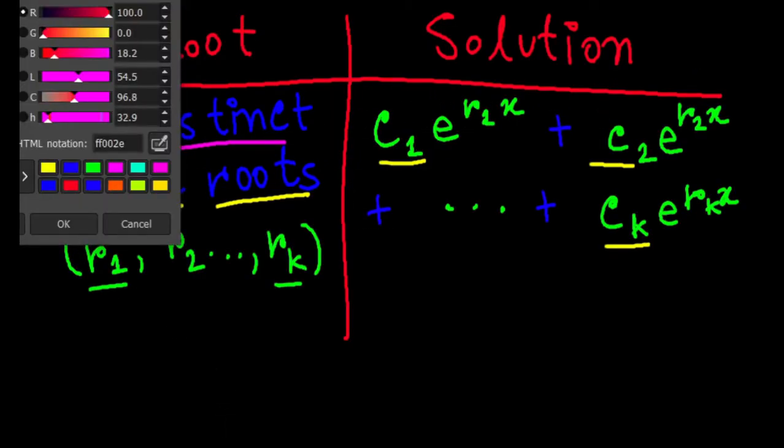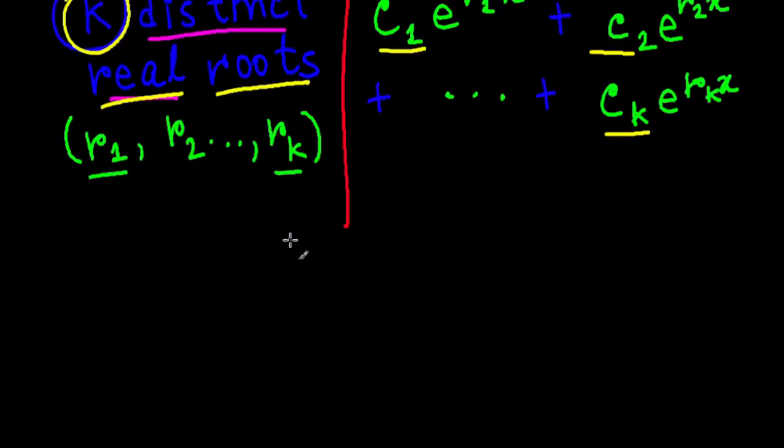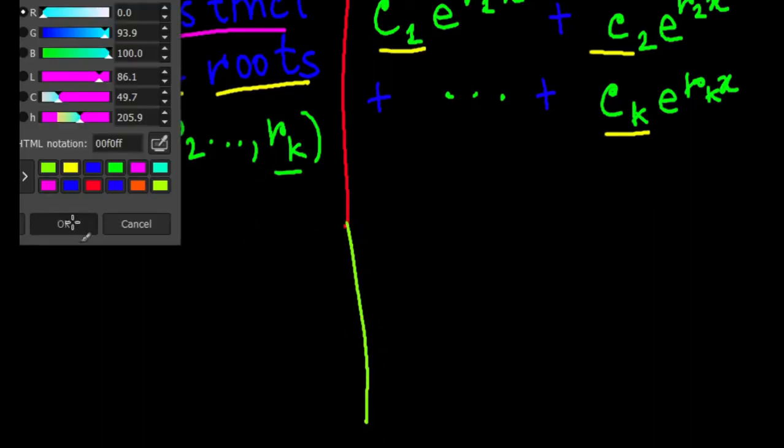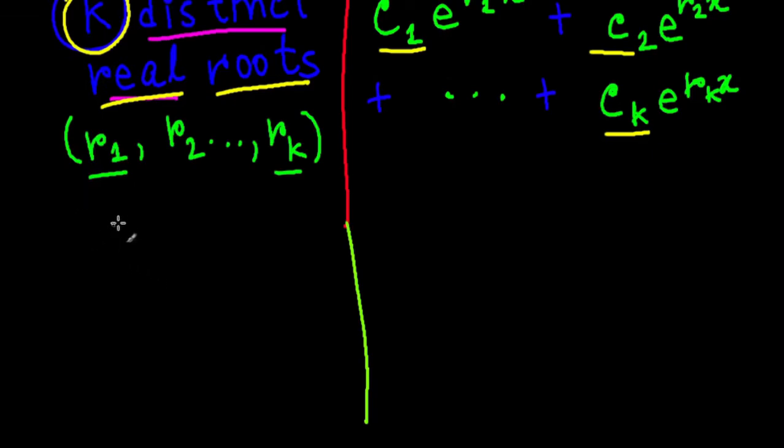Now, unlike when we're only dealing with the quadratic, where a root could be only repeated twice, our root might be repeated even more times. So suppose I have a root, let's call that p.